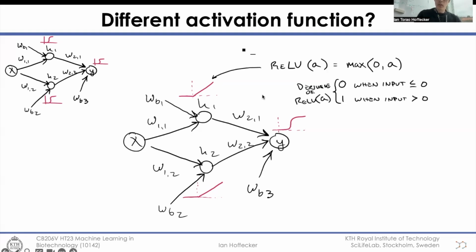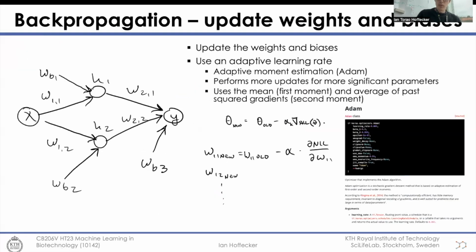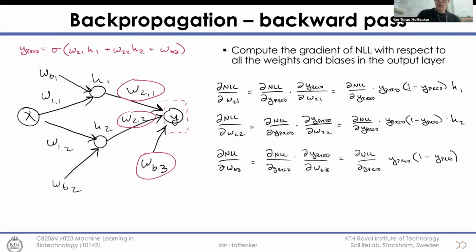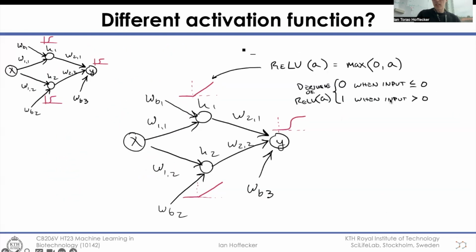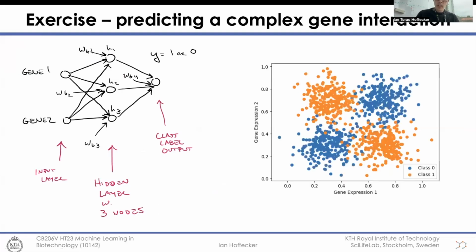And so if you wanted to do this same process for something with a ReLU function, then you would need to use this derivative instead of the sigmoid derivative. So that's sort of the bottom-up perspective. And then the exercise here that we're going to try is to replicate this XOR logic in the context of a kind of artificial genetics problem.